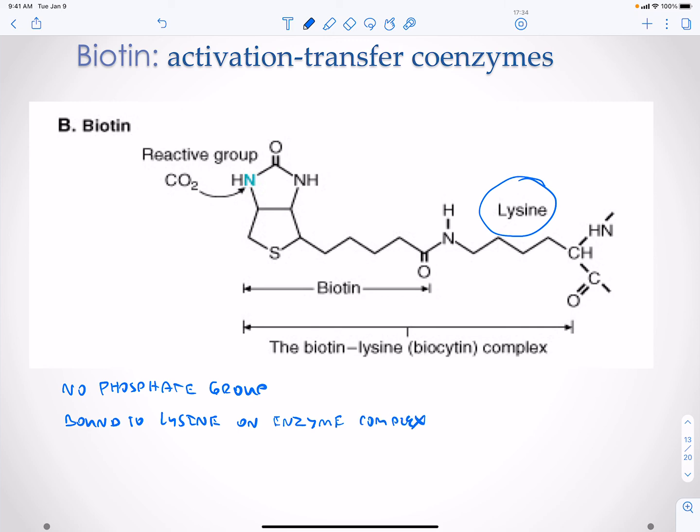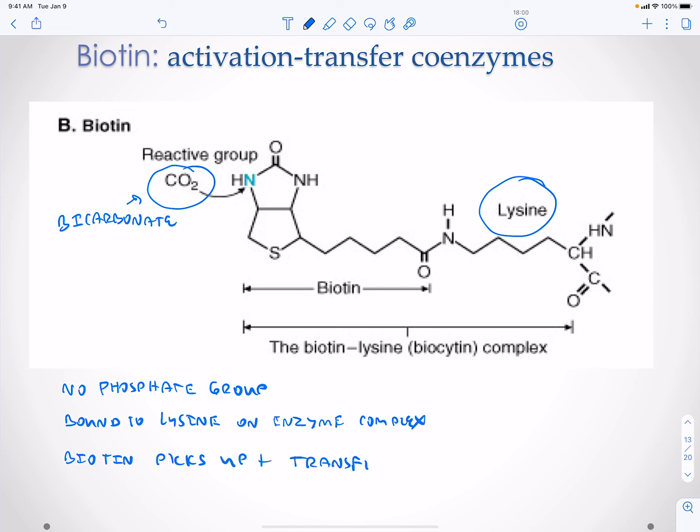And then biotin is going to be able to pick up a carbon, and it's going to be in the form usually of bicarbonate. And it's going to pick up a carbon, and it's going to transfer the carbon. And it's going to be a carboxylation reaction.